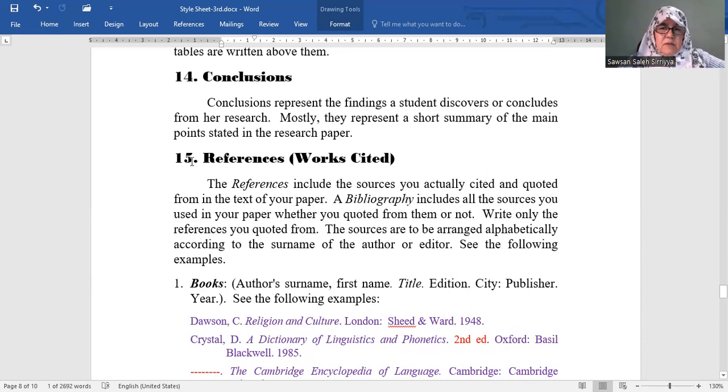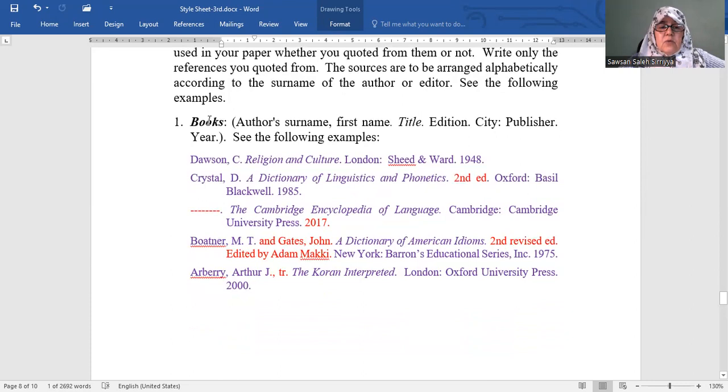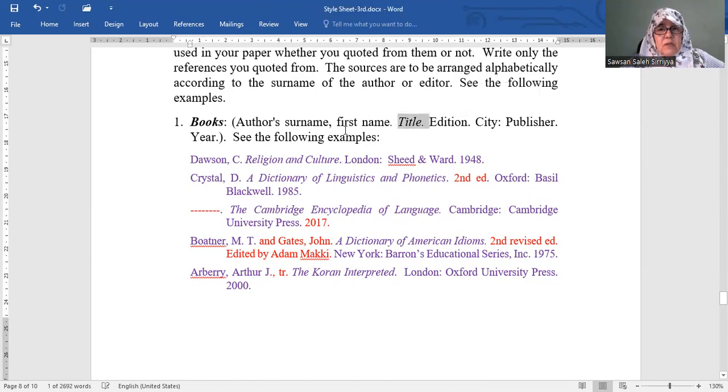Now we come to the references, which are also the works cited. These references include the sources you actually cited or quoted from in the text of your paper, and probably you use more than the works you are going to quote. Only mention the things you are going to quote from. Now, these sources could be books. If you have a book, write the author's surname, first name, title. Notice the title of a book is written in italics. And be careful about these quotation marks.